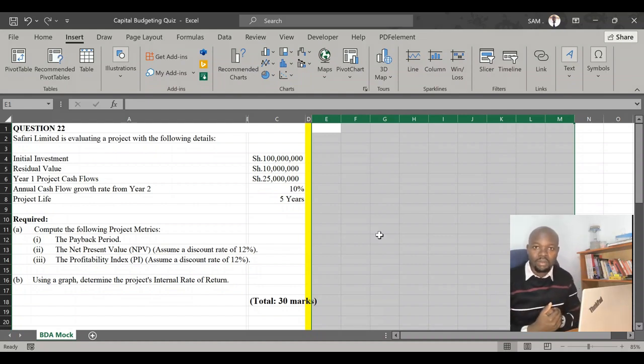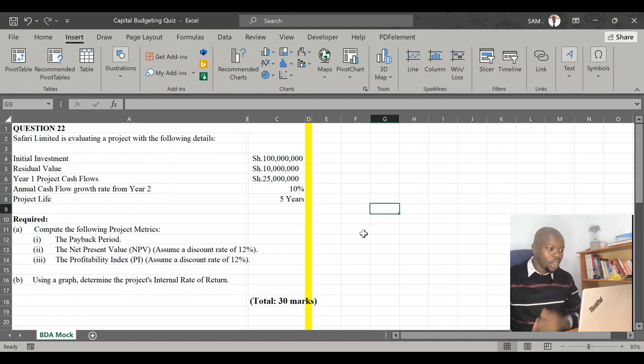interest to learn more about Excel and also to learn more about how you can manipulate data and how you can get different outputs. Now, today I would want us to handle a question here. You can see this is a BDA mock paper. So if you're a BDA student, kindly, this session will be very helpful to you.